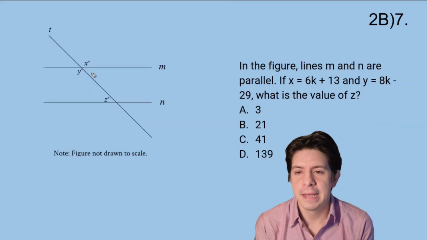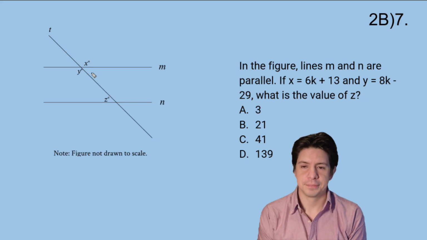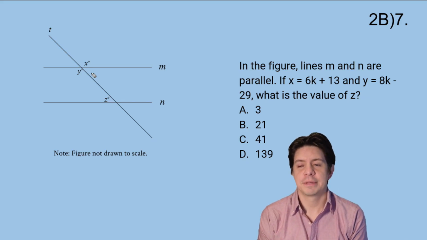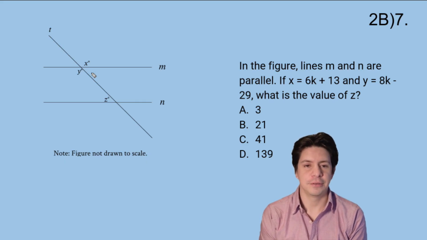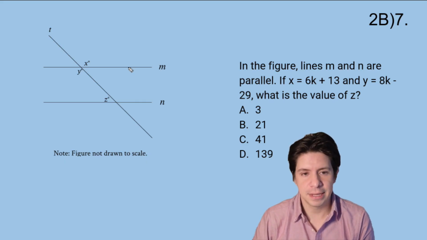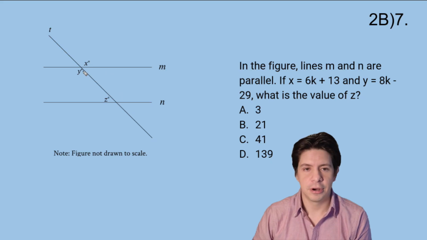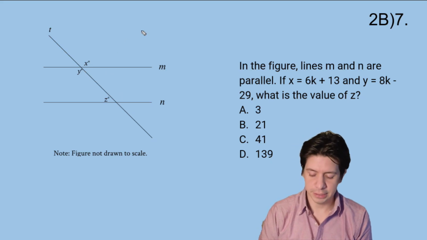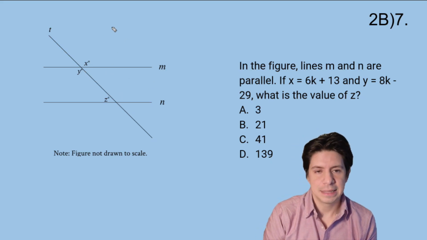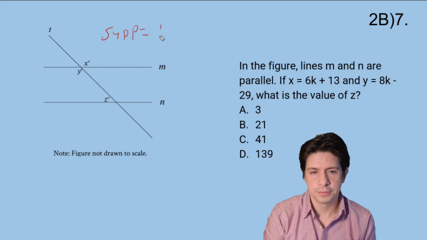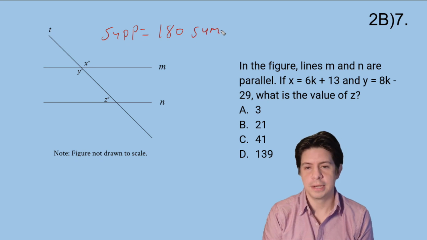In the figure, lines M and N are parallel. If x equals 6k plus 13 and y equals 8k minus 29, what is the value of z? Okay, so parallel lines, right? The rule with parallel lines is alternate interior angles are equal and same side interior are supplementary. Supplementary, if you remember, is that they add up to 180. Sup equals 180 sum.